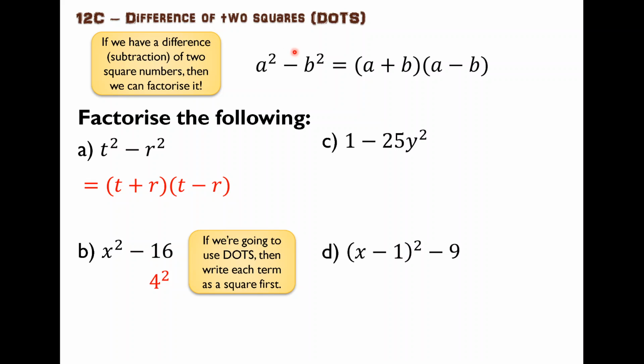So we want to use this rule, but before we can use it, we need to make sure that we write each term as a square. X squared was already written as a square. I didn't have to do anything. But I've written 16 as 4 squared, so that I can use this rule. Now the a is x, and the b is 4. So I'm going to have x plus 4, x minus 4. That's the pattern. There's the first thing, there's the second thing, first plus second, first minus second. And that's factorized. Yeah, well, we are on a roll.